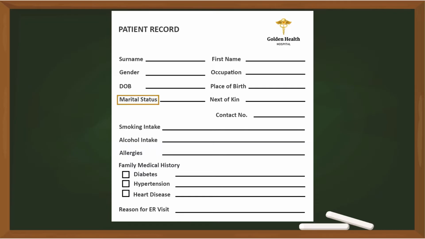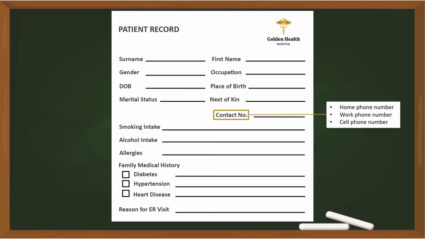As for marital status, entries include single, married, divorced, separated, and widowed. Then, we have next of kin. This means the patient's closest relative. For contact number, we normally ask patients to provide not just their own number, but also those of their next of kin and some other people, whom we will identify later in this video. Contact numbers include home, work, and cell phone numbers.